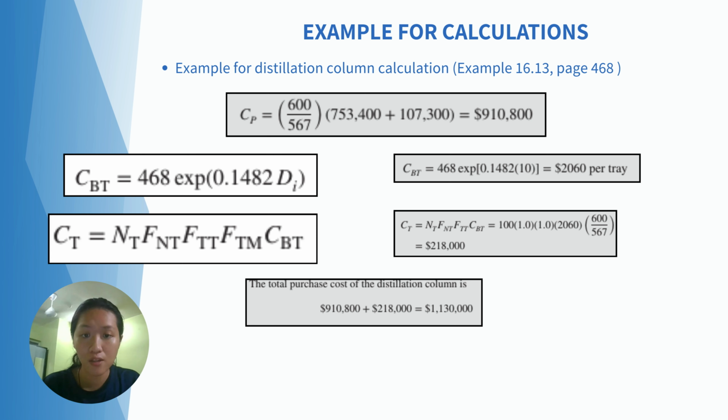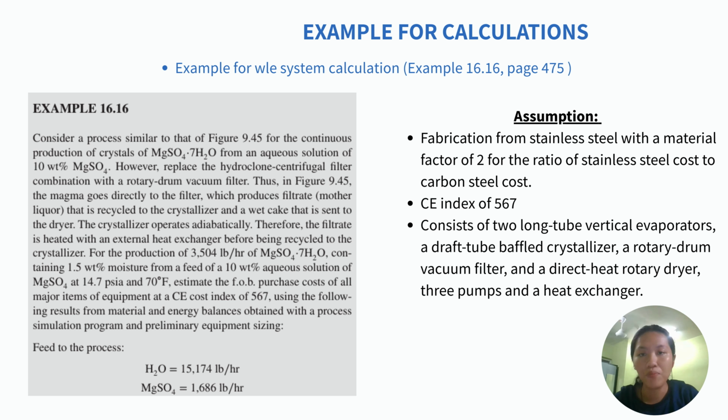And this is the second example, which focuses on the whole system calculation, which is example 16.16 on page 475. There are a few assumptions made as well, such as fabrication from stainless steel with a material factor of 2 for the ratio of stainless steel cost to carbon steel cost, and a CE index of 567.